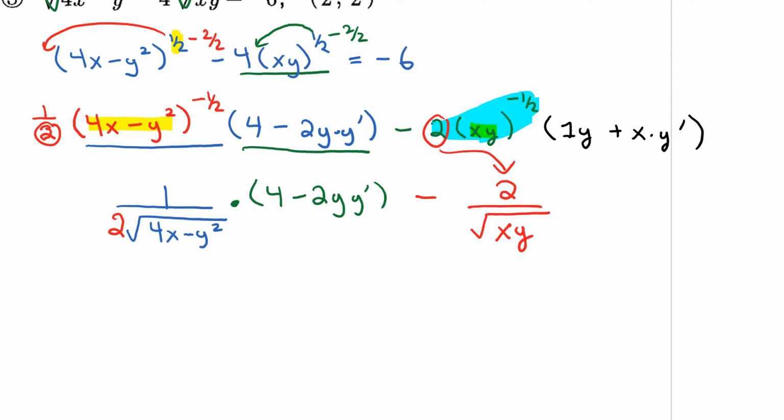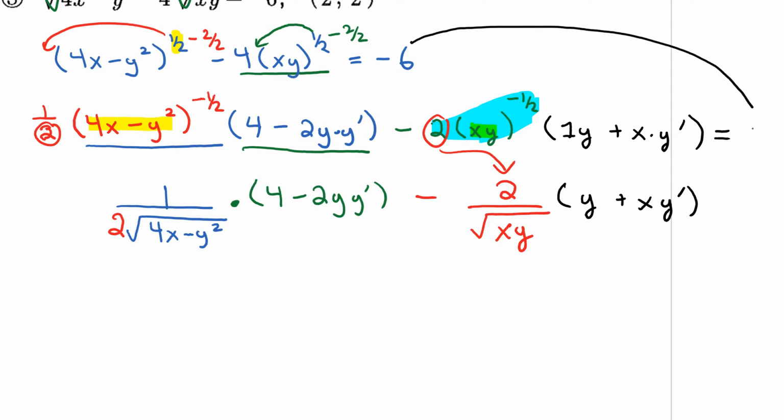And then we can just tag along the rest of the product rule here, which was y plus x times y prime. And then, sorry, one more thing is the derivative of 6 here, the derivative of 6 there is going to be 0. Okay, so I forgot that last step there. So there it is, the derivative of negative 6 is being 0.